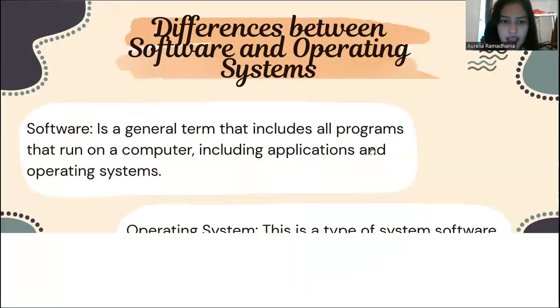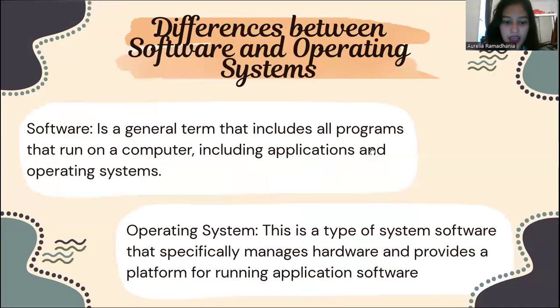Next, this is the difference between software and operating system. Software is a general term that includes all programs that run on a computer, including applications and operating systems.